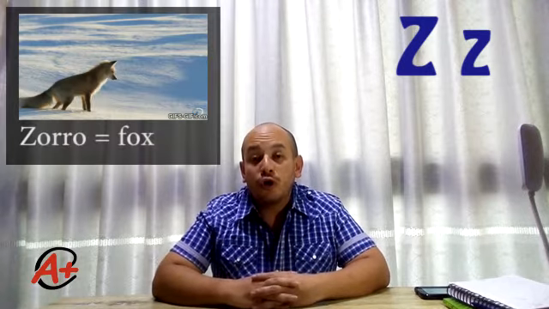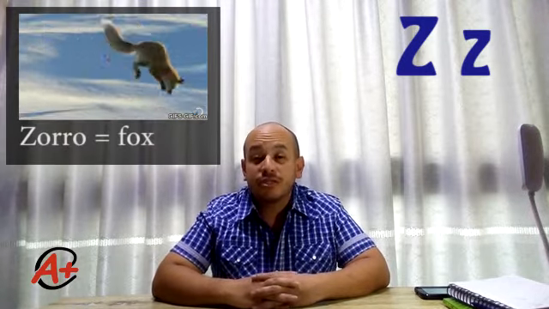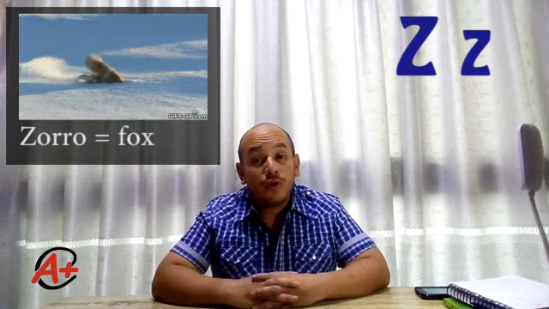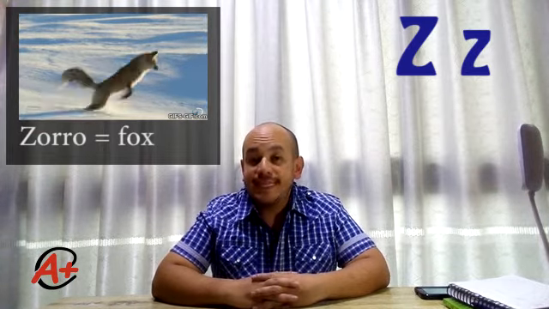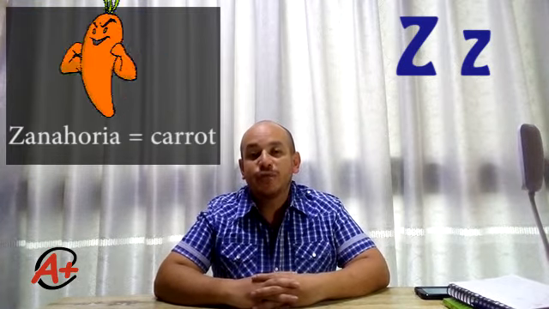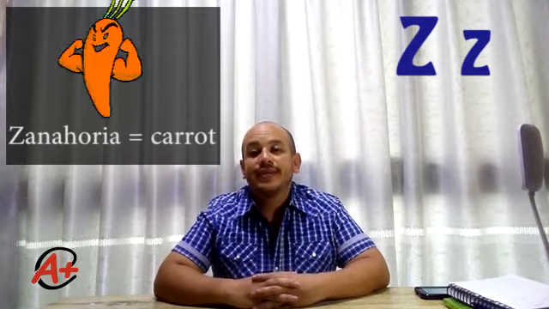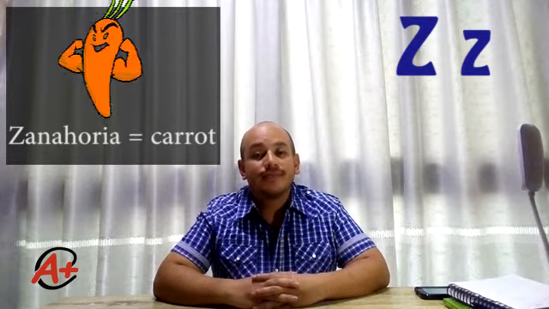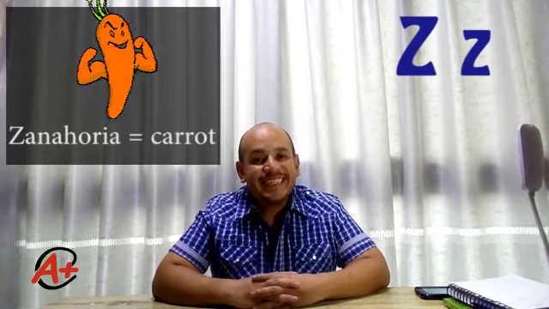Llave. And finally, the last letter of the Spanish alphabet, which is zeta. So, first example with zeta is zorro, which means fox. Zorro. One last time. Second word, zanahoria, which means carrot. Zanahoria. One last time.